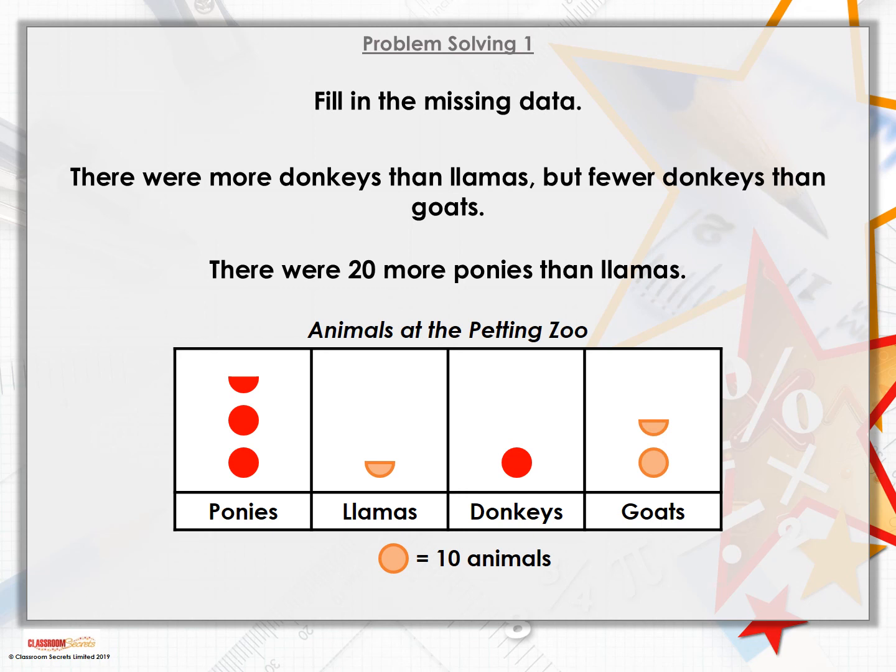So this is what you should have drawn. So pause the video and give that a self mark for me, see if you were correct.